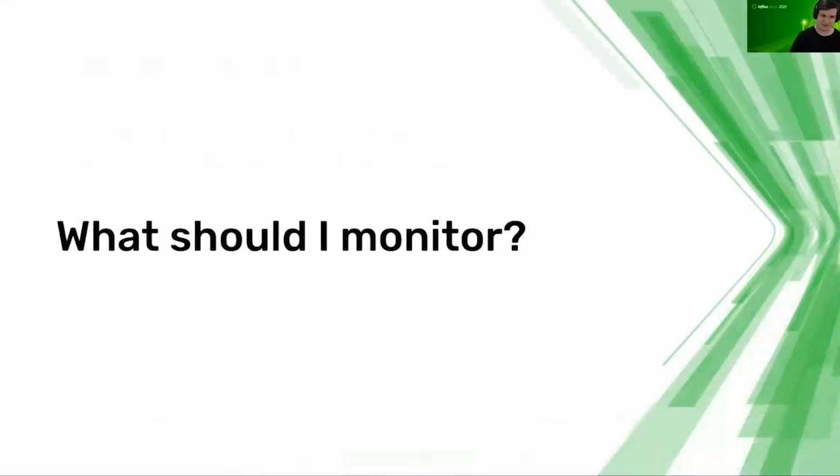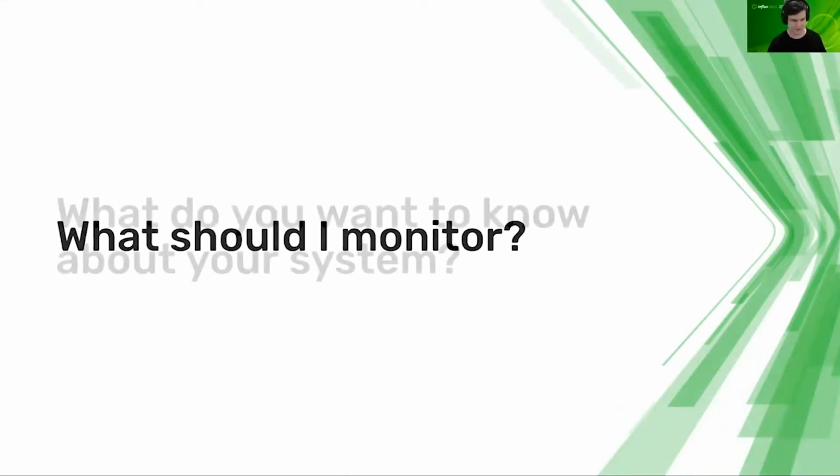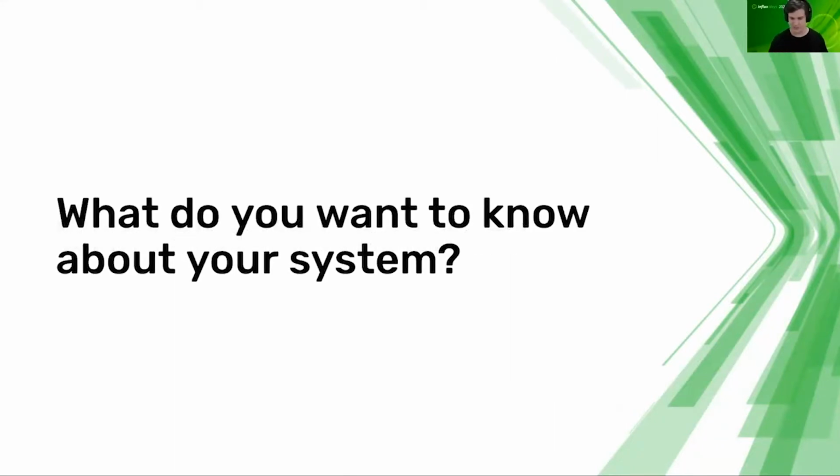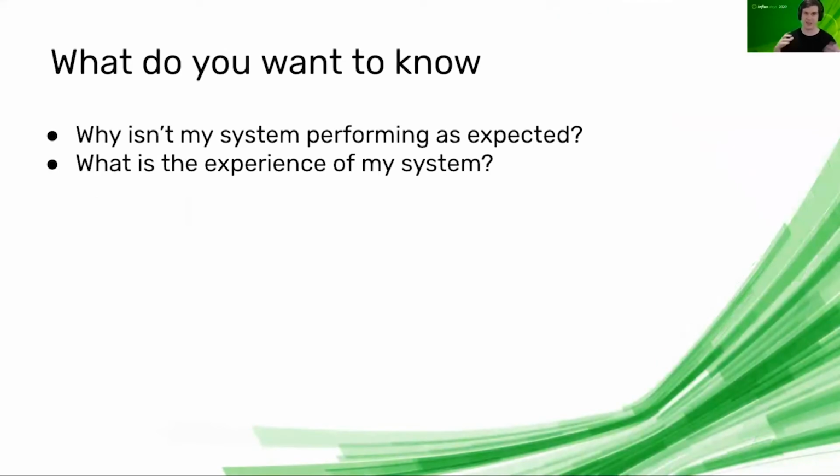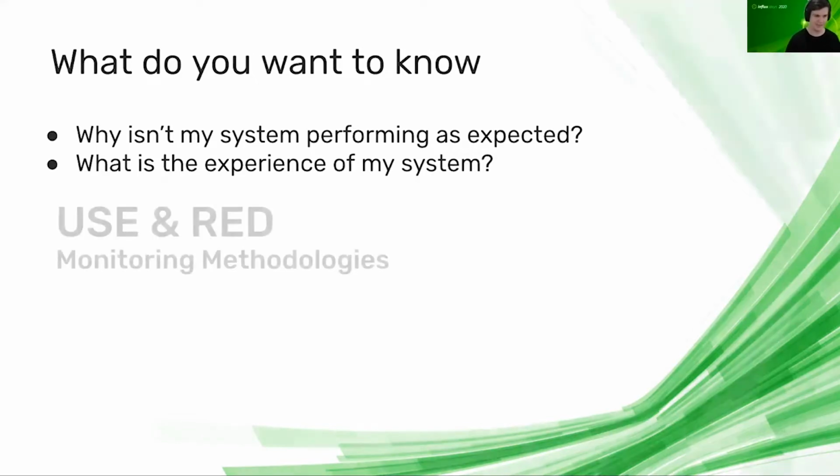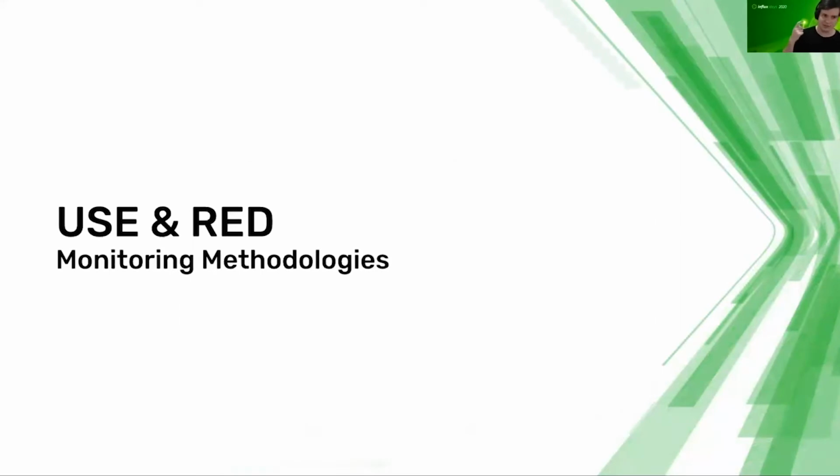So the question now becomes, what should I monitor? And the thing that always comes up whenever I do a schema consult is I ask, well, what do you want to know about your system, right? And there's a couple of categories. The ones we'll be talking about today in particular are: why isn't my system performing the way that I expect it to? Or, what is the experience of my system for somebody who is interacting with it, or some other code that is interacting with it? Like, what does it feel like to interact with my system? And so we're going to use the USE and RED methodologies to reason through this.